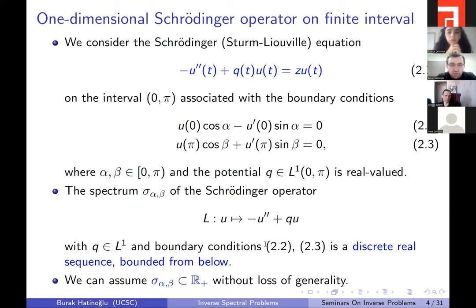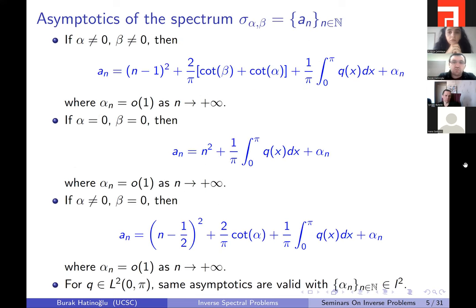And actually, we know more about the eigenvalues. We explicitly know these asymptotic relations, depending on the sign of alpha and beta. For instance, the first one tells us how the eigenvalues behave. Here, the extra alpha n parts are the asymptotic parts, which are little o(1) as n goes to infinity. As I said, for most of the talk our potential function Q will be L1, therefore this alpha n will be little o(1). But if you assume the potential function to be L2, you can obtain the same asymptotics with alpha n square summable. If you consider the potential to be zero, which is also called the free operator, then this integral part and the asymptotics just disappear.